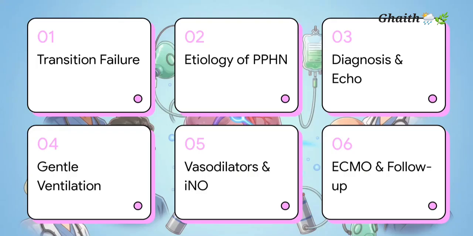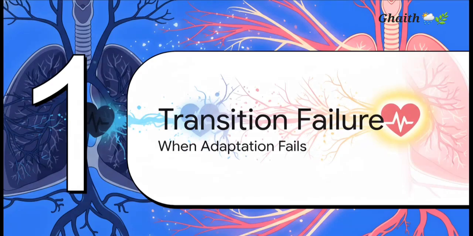Here's our clear, protocol-driven roadmap for today. We'll start with the circulatory transition failure, break down the etiology, and talk diagnosis and echocardiography. Then we'll explore the gentle ventilation paradigm before escalating to vasodilators and iNO therapy, and finally wrap up with ECMO and long-term follow-up. All right, Section 1, the circulatory transition failure, when normal adaptation fails.